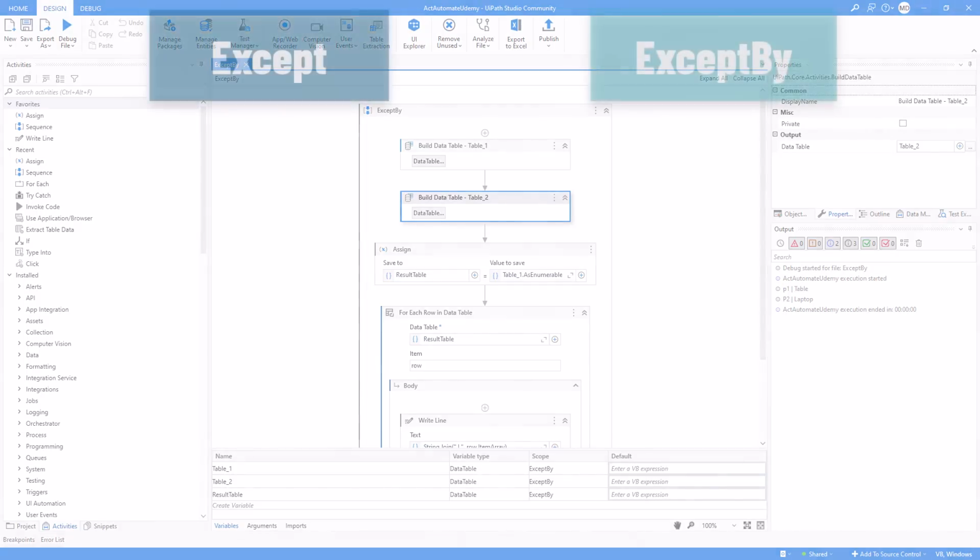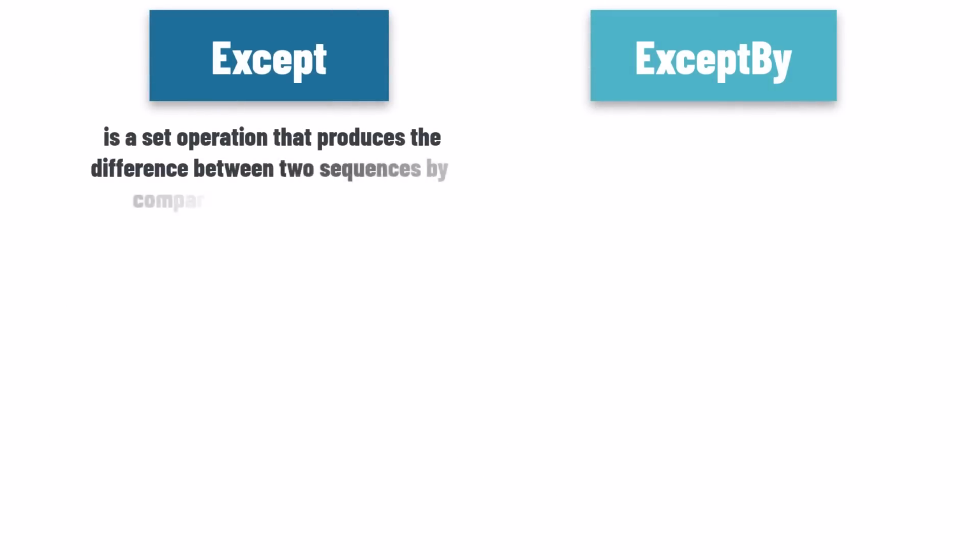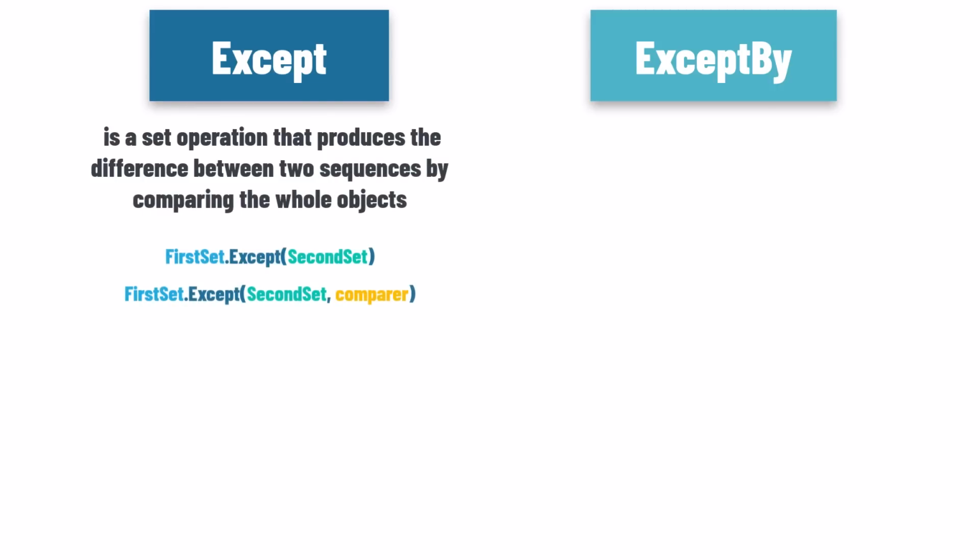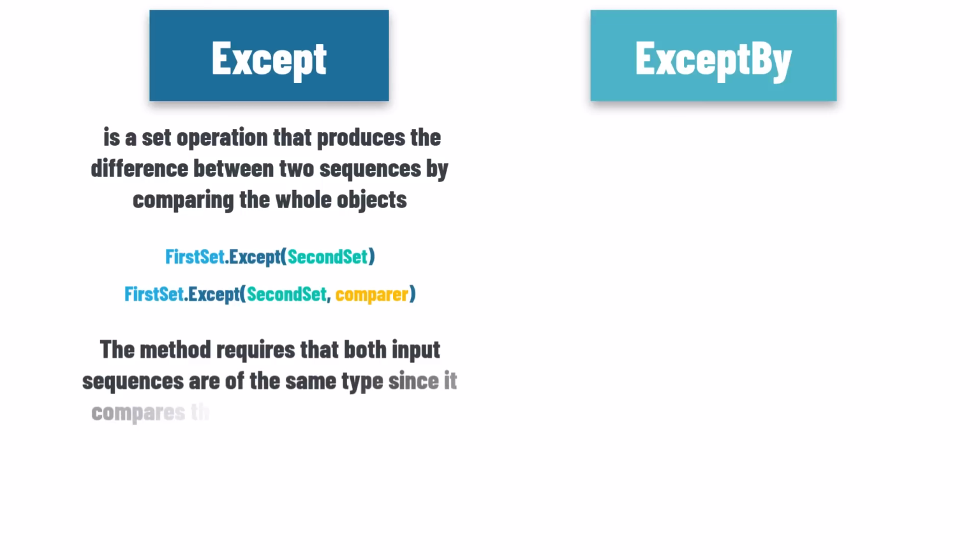Before ending this video, let's summarize both methods. The Except method in LINQ is a set operation that produces the difference between two sequences by comparing the whole objects. It has the following two overloads. It returns a new sequence containing all the elements from the first sequence that do not appear in the second sequence. The method requires that both input sequences are of the same type, since it compares the objects in their entirety. This method is typically used when you need to find elements that are unique to one list in comparison to another.